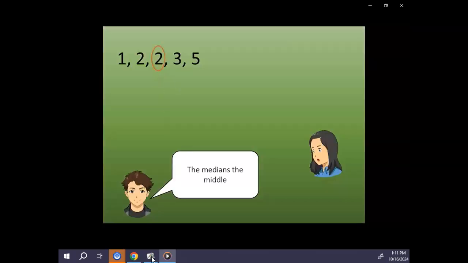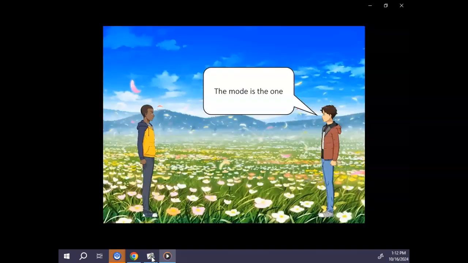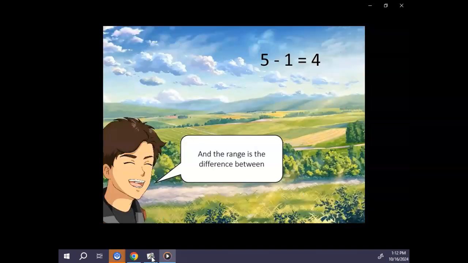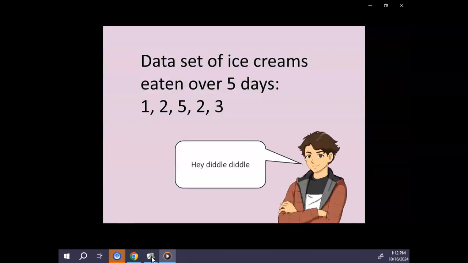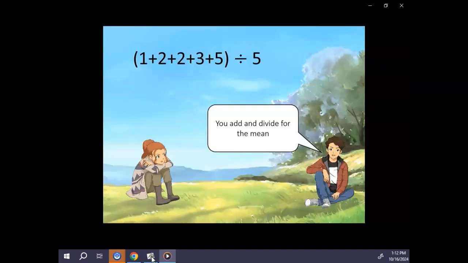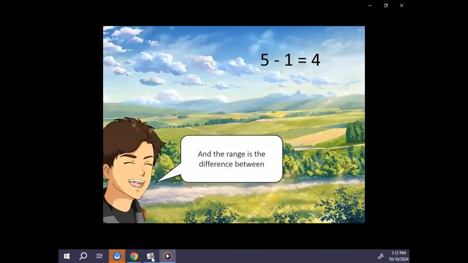The median's the middle. You add and divide for the mean. The mode is the one that you see the most, and then the range is the difference between. Oh, one more time. For the mean. The mode is the one that you see the most, and the range is the difference between.